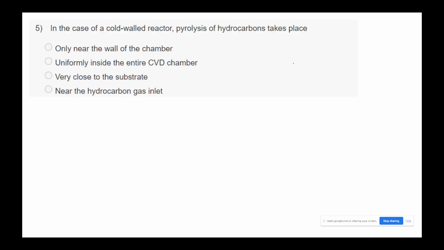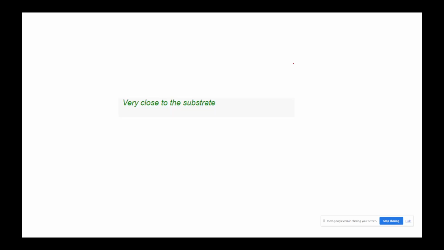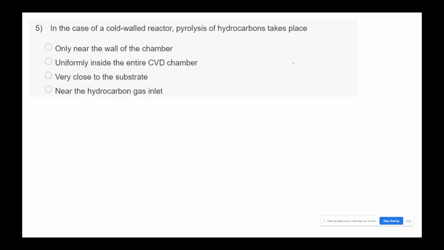which I have discussed. In case of a cold walled reactor, pyrolysis of hydrocarbon takes place only near the wall of the chamber, not uniformly inside the entire CVD chamber, very close to the substrate, near the hydrocarbon gas inlet. So this I have just explained, it is very close to the substrate. It is taking place in the cold walled reactor.